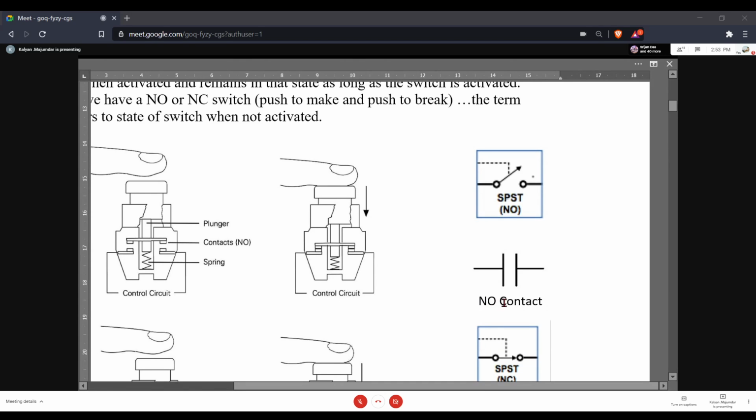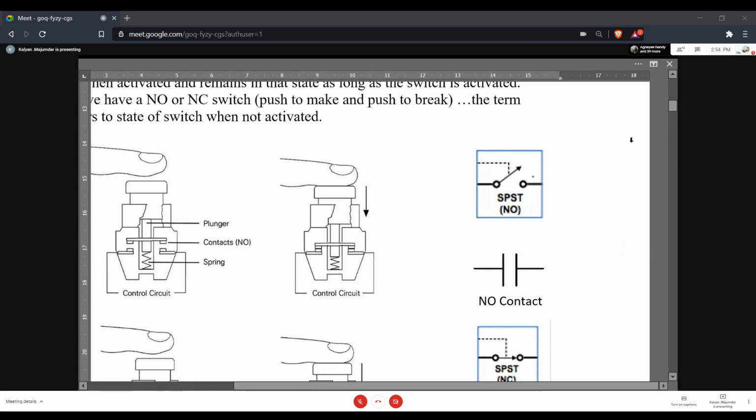Now, what is normal? Normal is the state of a switch when it is not activated. When you're not activating it, the state of the switch is referred to as a normal state. So in this particular switch, when you're not activating it, the switch is open. So the contact is open, so that is designated by this kind of a symbol. Now, this is one possibility. There could be just the opposite possibility, a switch which is normally closed. That is when you're not pressing it, when you're not activating it, it's closed. But when you activate it, it momentarily opens.